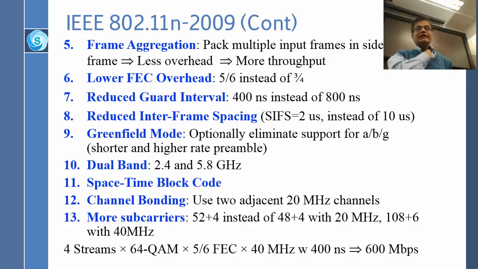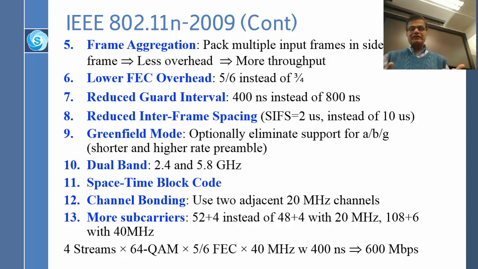Channel bonding means that you don't have to use 20 megahertz. You can use 40 megahertz, 20 plus 20, 2 channels together, 3 channels together. And this is now continuous. So by the time we get to AC and other things, we are not using 20 megahertz. We are using this big, this big, this big. More subcarriers. Now they use 108 plus 6 instead of 48 plus 4 with 20 megahertz. So they used 4 more.